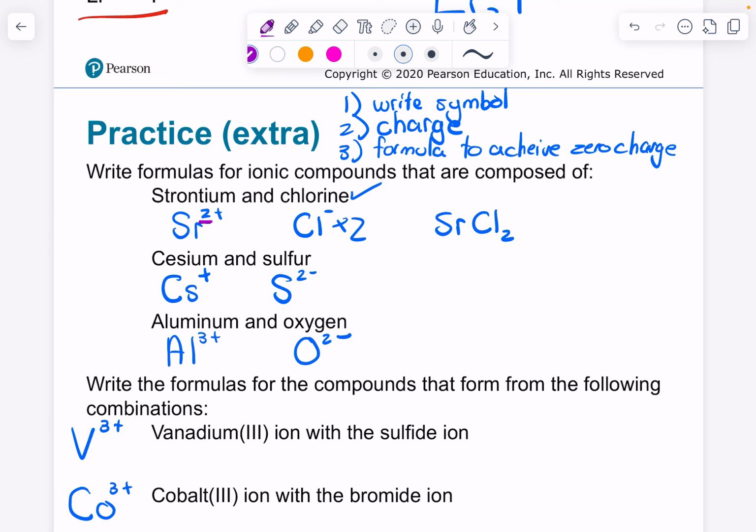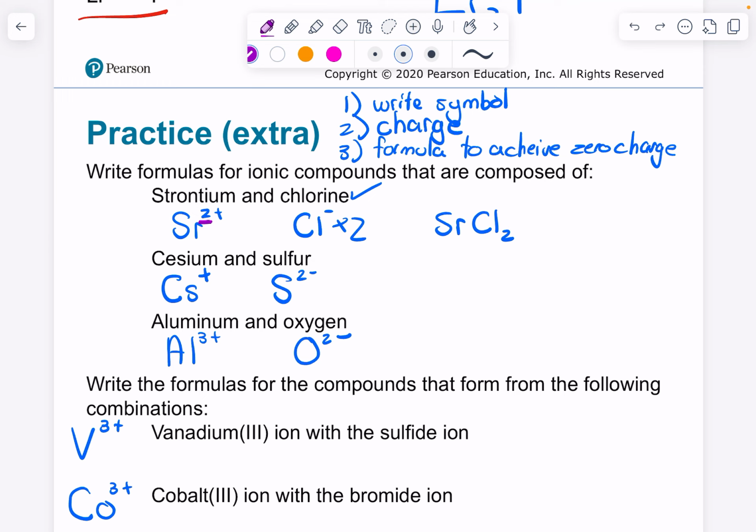So recognize that this is a 2 up here. That's what's going to cause it to be 2 chlorines. This is a 1 here implied. That's going to be 1 strontium. And that will always work as long as you reduce it down if possible. So like if it was a 4 and 2, you need to make sure to reduce that to 2 and 1. Okay, so when I talk about it, I'll say the charge crossing thing. That's what I'm talking about.